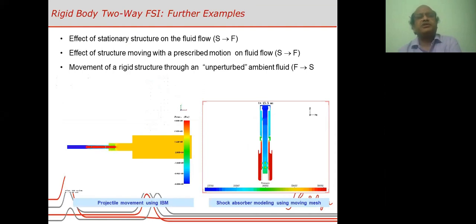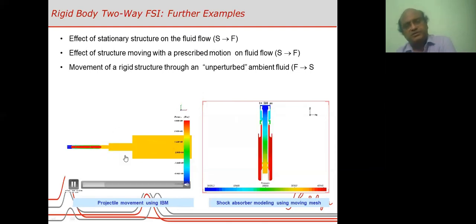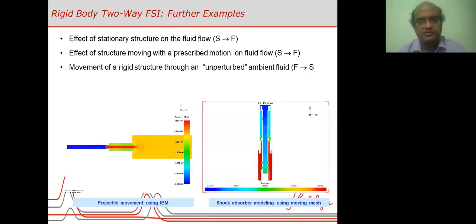So I show again the modeling of the two-way coupling problem. This is a problem involving a torpedo launch from a submarine hull. As you know, submarines launch torpedoes. If you look at the hull of a submarine, there is a small cylindrical cavity in the surface, and torpedoes are kept inside them.